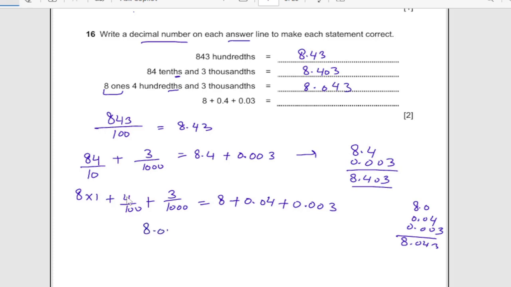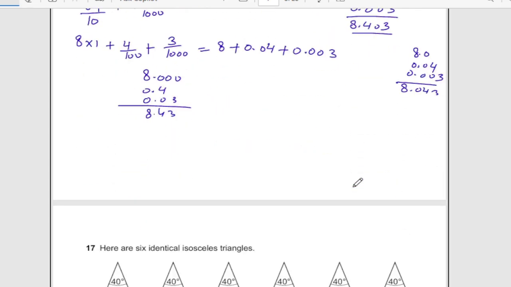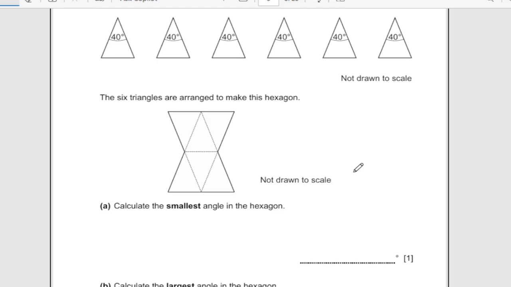Now this one easily we are given 8. 8 means 8.00, 0.4, then 0.03. So 8.43. So go very slowly. You have enough space to do the working here. So do it properly so that you avoid any kind of mistake, right?